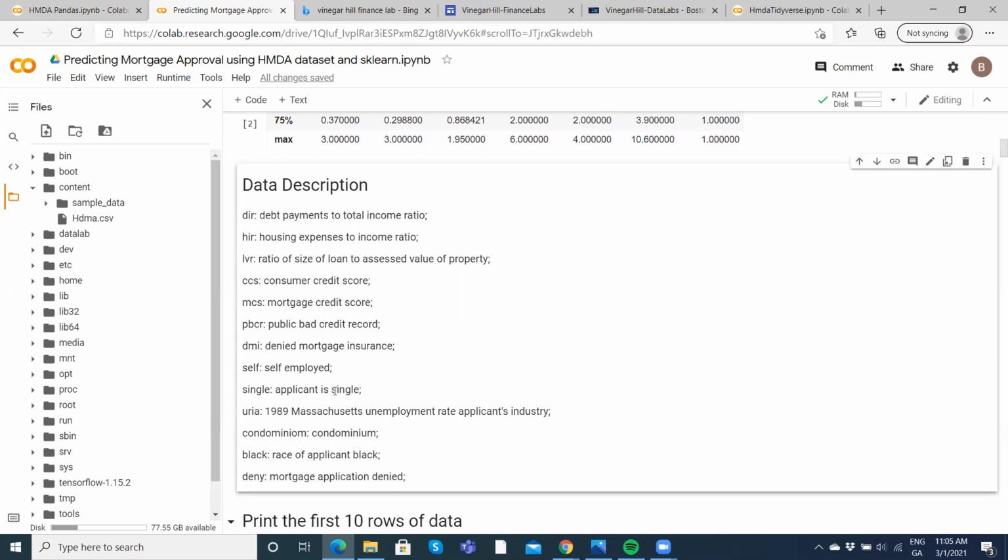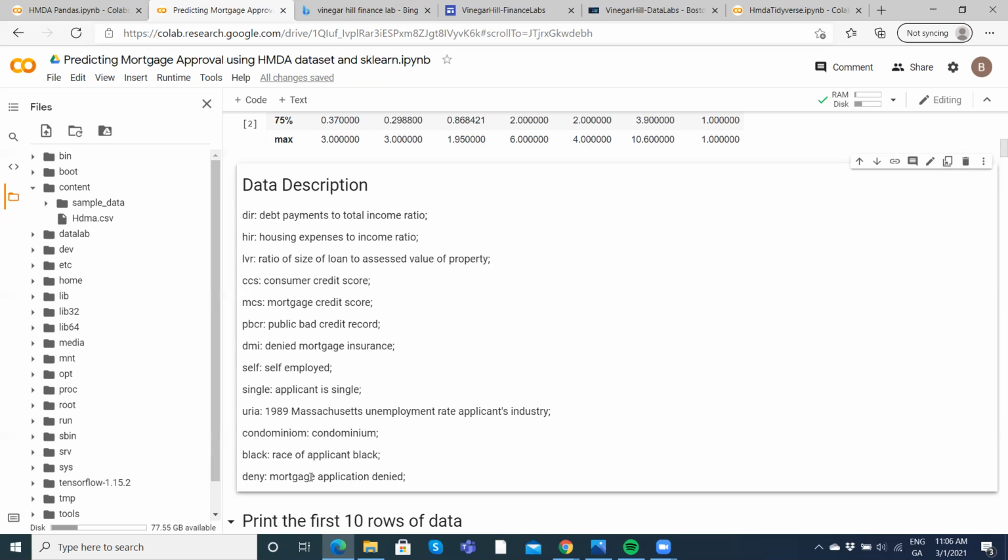whether you were self-employed or not, whether you were single or a couple, the unemployment rate in the applicant's profession, whether you're buying a property, was it a standalone dwelling, or was it an apartment, the race of the applicant, and black here denotes African American and Latino, and then deny, which was whether you were approved for a mortgage or not.